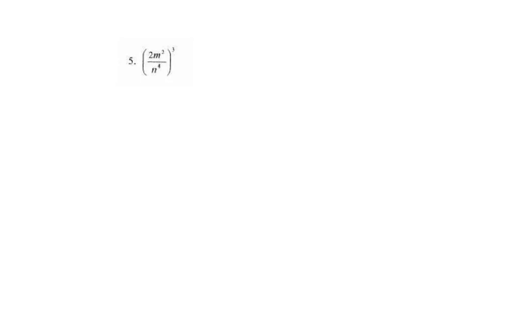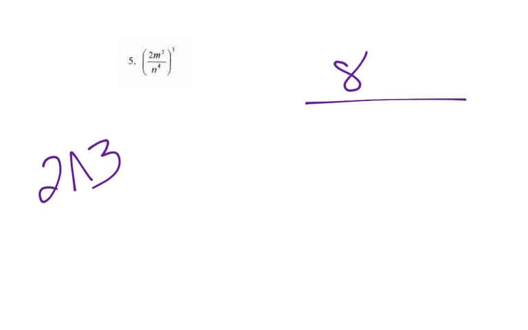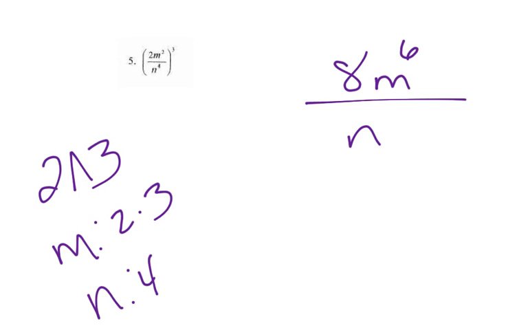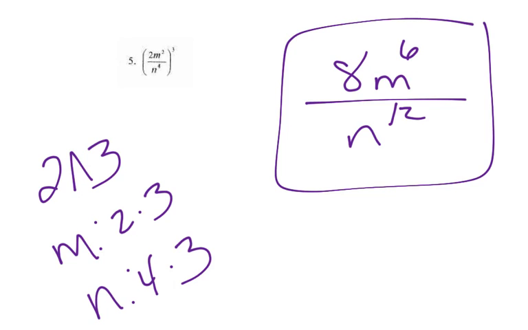When you have a fraction and the whole thing is being raised, every single thing in those parentheses gets raised. So you're going to have a 2 to the 3rd. On top, 2 to the 3rd is 8. For m, it's going to go on top because that's where it was, and it's going to be 2 times 3, so m to the 6th. N is going to go on the bottom because that's where it was, and you're going to do 4 times 3, which is 12. That's your solution.